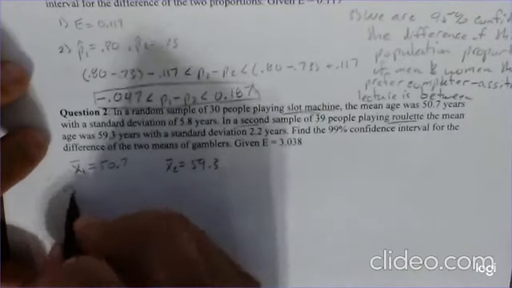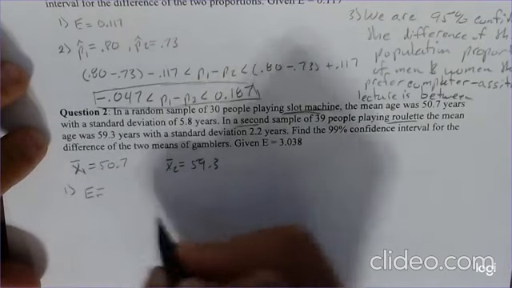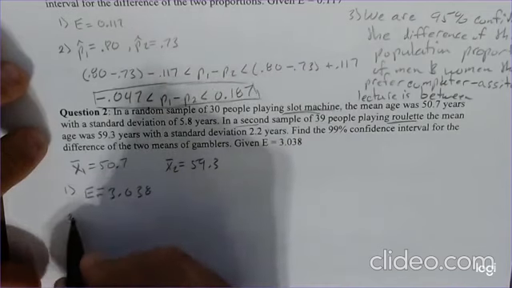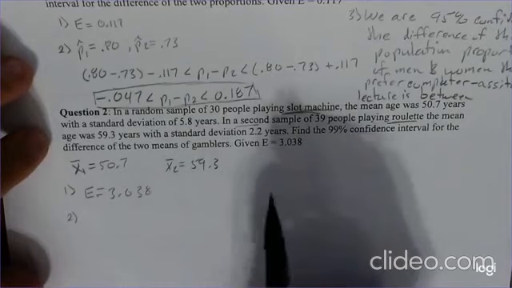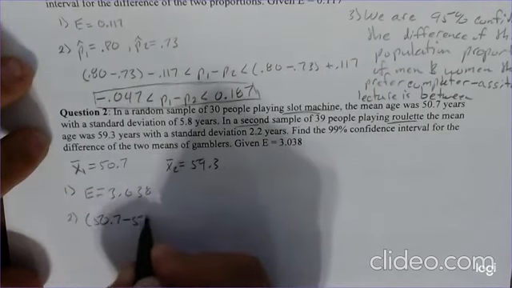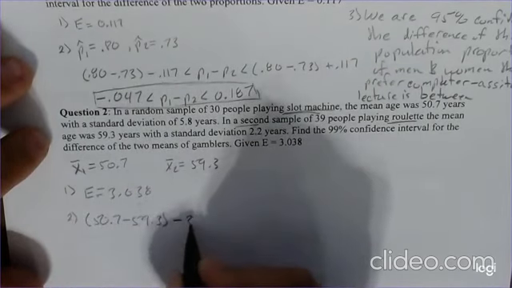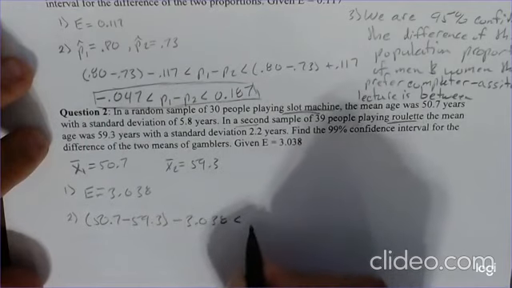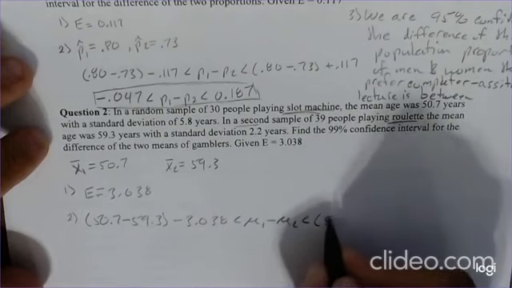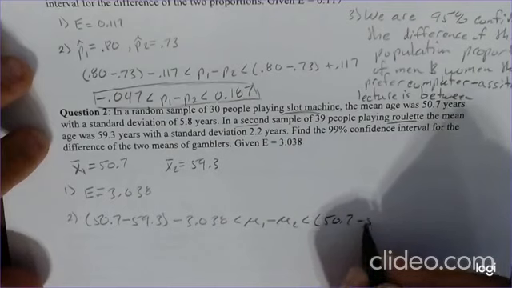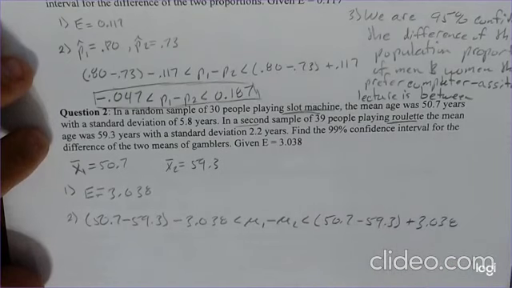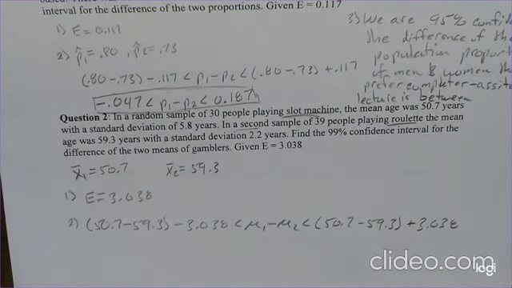Step 1, we're given E to be 3.038. Step 2, find a confidence interval, and it's the same thing. We're still going to subtract the means, so it's going to be 50.7 minus 59.3 minus our margin of error, for mu1 minus mu2, and then the same thing, but now we're just adding our margin of error. At this point, we're just plugging into the calculator.